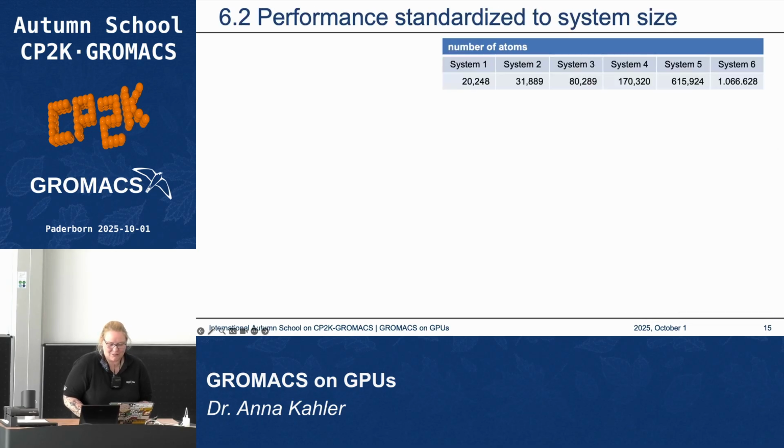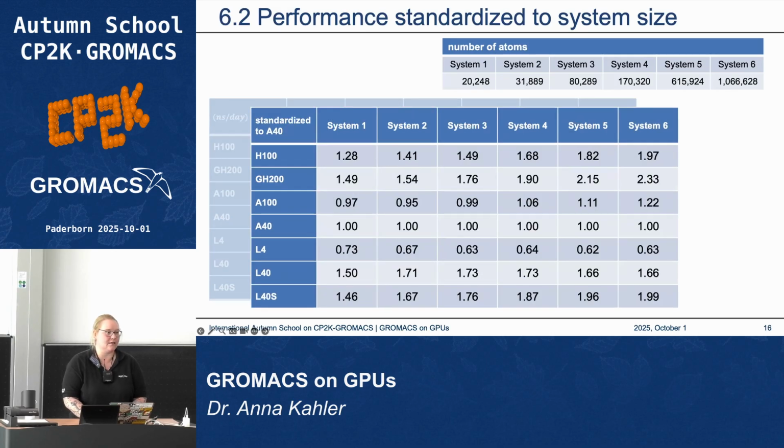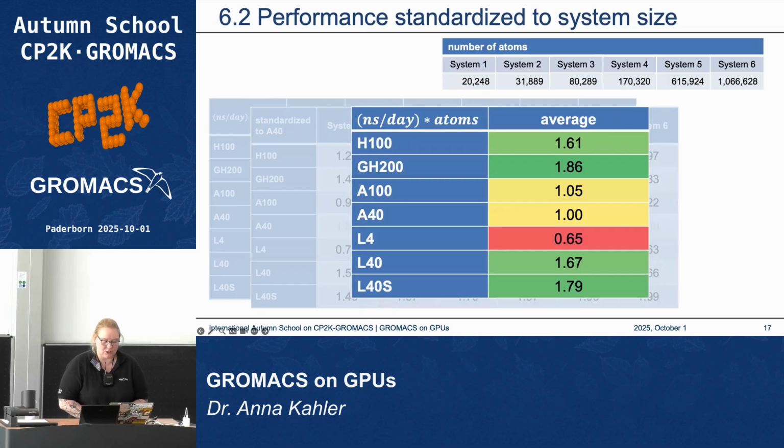So to see some trends with these numbers and between the hardwares, we converted the original performance data by multiplying these with the system numbers, the number of atoms. This gives this amazing table. Then we standardized it again to the A40, as we've done before. And to make it a bit easier on the eyes, I calculated the average.